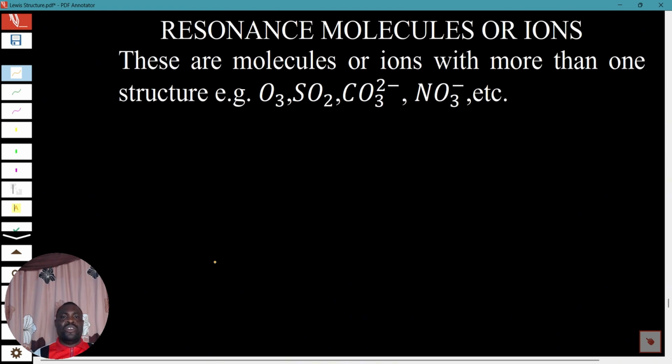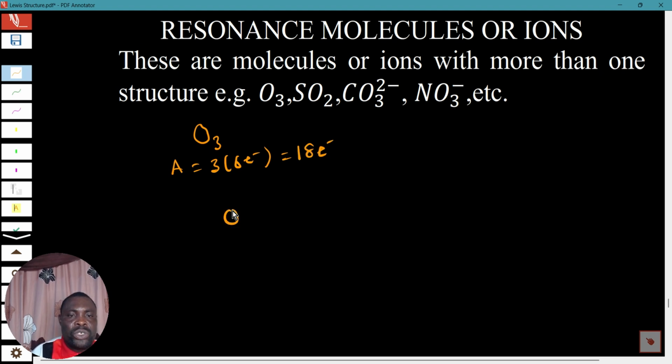Now let's talk about resonant molecules. Resonant molecules are molecules with more than 1 structure. Any molecule with more than 1 structure is a resonant molecule. Now let's look at O3, which is ozone. Now the available electrons in ozone will simply be 3 times 6 electrons, which gives me 18 electrons.